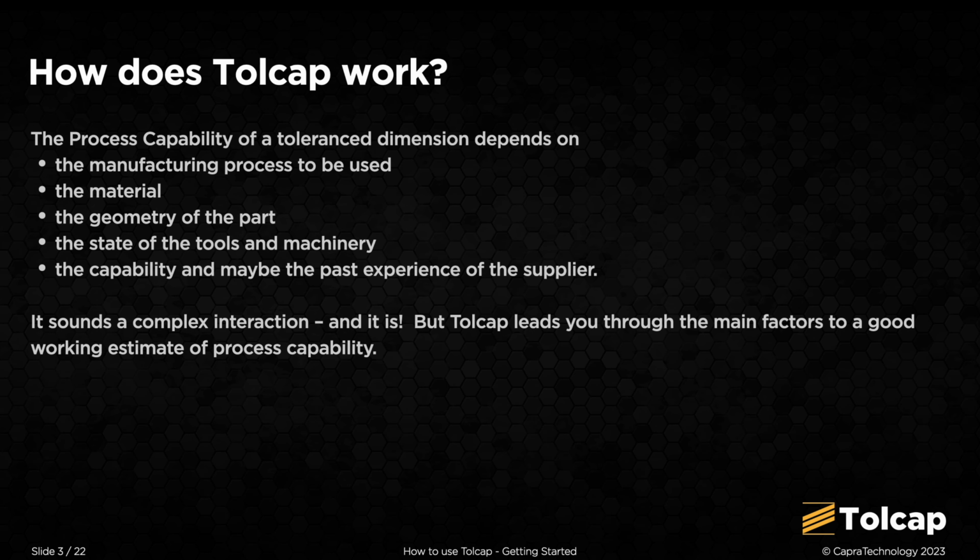So how does TOLCAP work? The process capability of a tolerance dimension depends on the final manufacturing process to be used to determine that dimension. It also depends on the material and geometry of the part, the state of the tools and machinery, and the capability and maybe the past experience of the supplier. It sounds a complex interaction, and it is, but TOLCAP leads you through the main factors to a good working estimate of process capability.